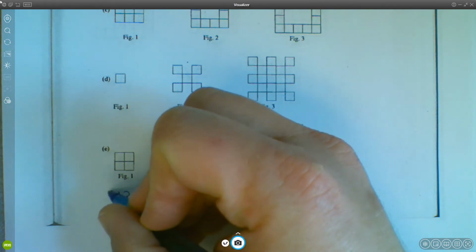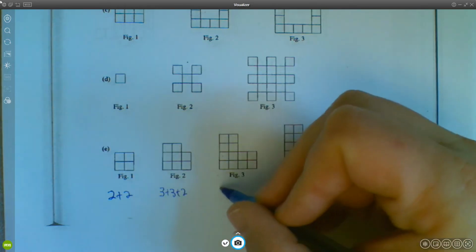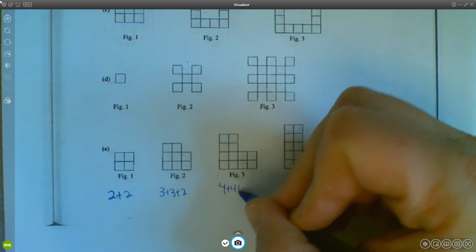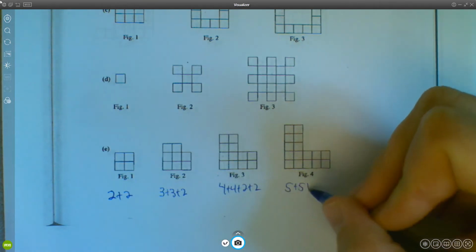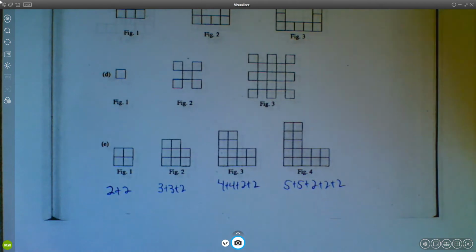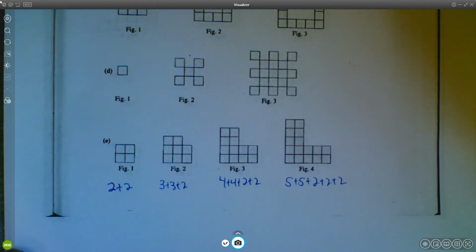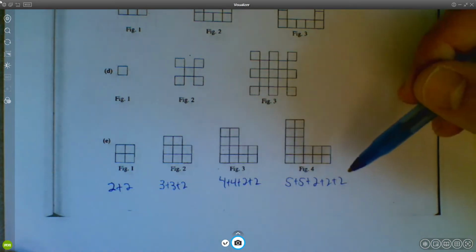So I'm going to go back and call this 2 plus 2 like I did before. This one I'll call 3 plus 3 plus 2. This one 4 plus 4 plus 2 plus 2. This one 5 plus 5 plus 2 plus 2 plus 2. It's interesting that on this one they give you figure 4. Now let's see if we can express these in terms of multiplication.